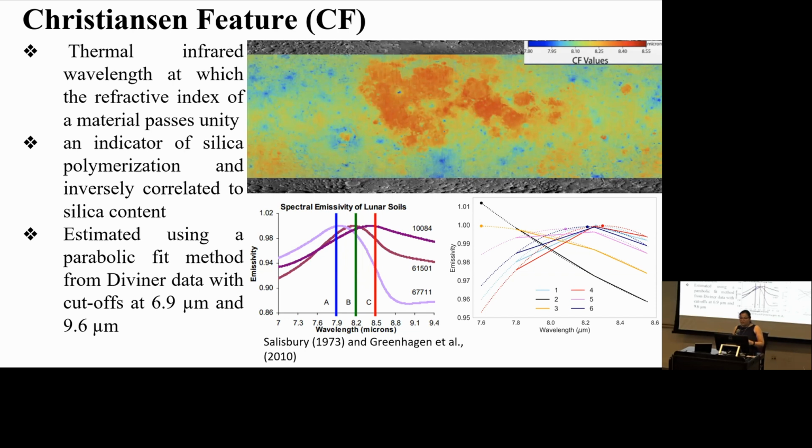Currently, in remote sensing, we use data from Diviner, which is an instrument onboard LRO. We use 3 of its compositional channels located around 8 micron to estimate CF. So we have 3 data points, and we carry out a parabolic fit, estimate the maxima of that parabola, and the wavelength corresponding to that maxima is assumed to be the CF. There have been ad hoc cutoffs put at 6.9 and 9.6 microns.